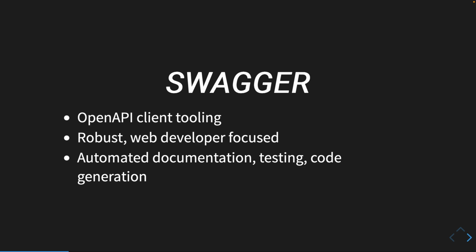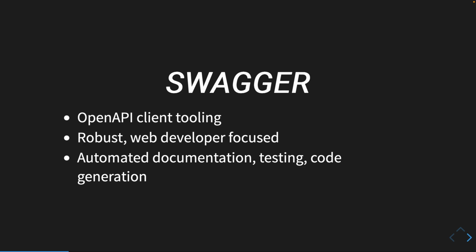So Swagger still exists, even though the API definition part of Swagger ended up becoming the OpenAPI specification. Swagger itself provides client tooling, and it's very web developer focused. It allows you to create web pages, and provide those web pages which give web developers a web developer friendly view of all the endpoints and all the parameters for the endpoints that you could use for a given web API.